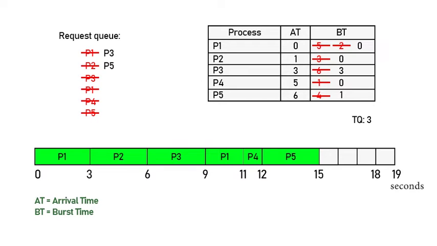Next in queue, we come back to the rearranged P3 and execute it again for 3 seconds, from 15 to 18, completing the process because P3 has only 3 seconds of burst time left. In the final stage of the queue, we encounter P5 with the remaining burst time of 1 second. So we execute P5 for 1 second only, from 18 to 19. And that is how you basically simulate a round robin scheduling algorithm. I hope you learned something.